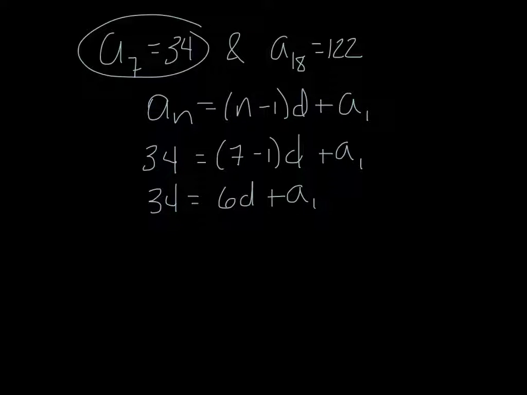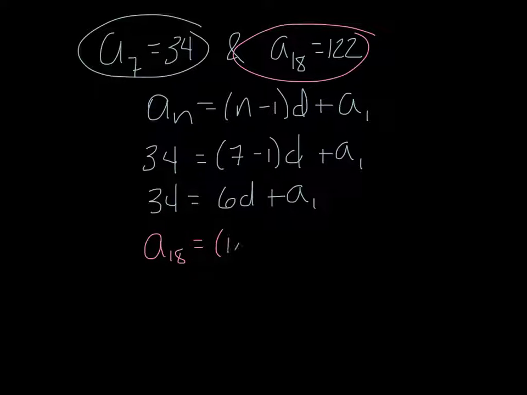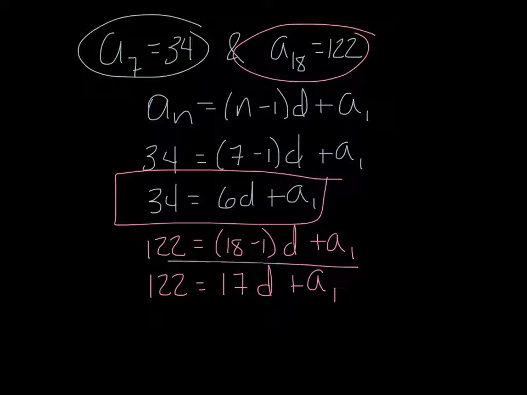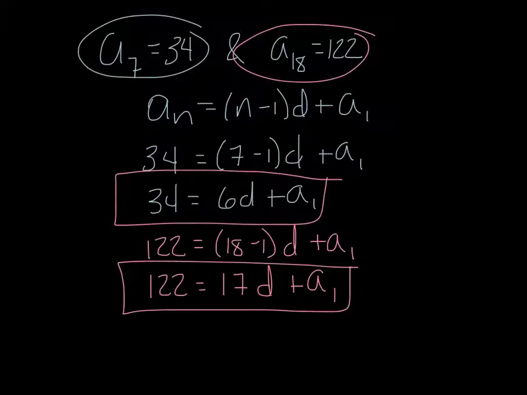I've got too many variables, but that's okay, because I can also go over here and work with this one. So I have a sub 18 equals 18 minus 1 times d plus a sub 1. And then remember, we know a sub 18 is 122. So now we have 122 equals 17d plus a sub 1. So I've got two equations with two variables. And if you haven't thought of it yet, we're going to be using elimination or substitution to solve for this.